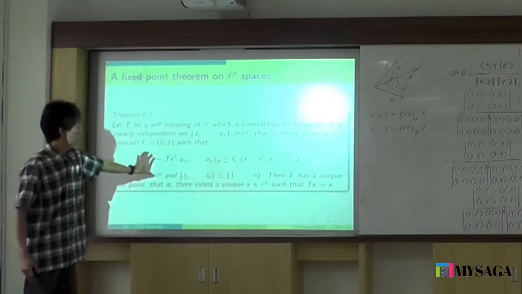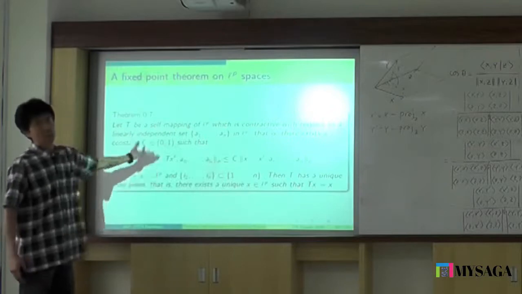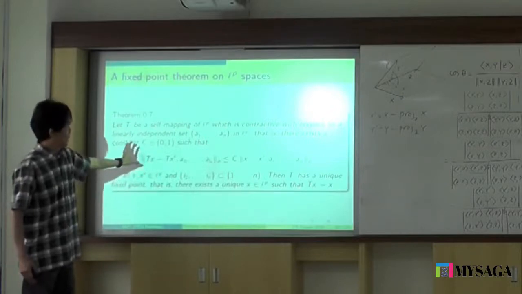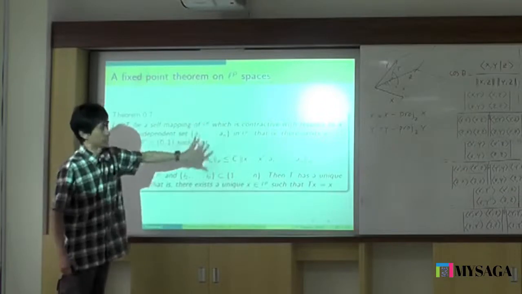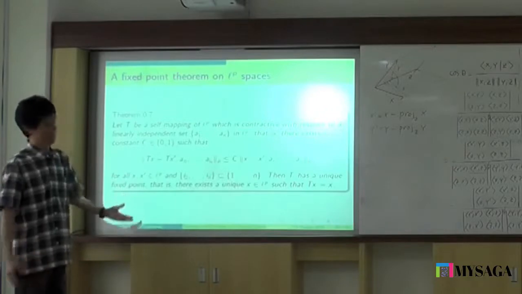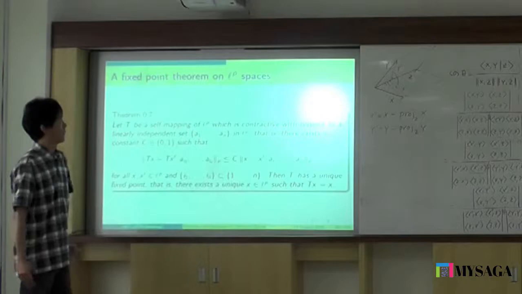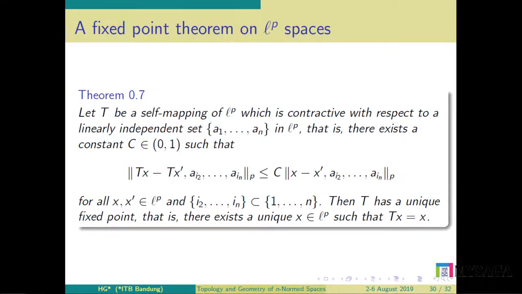So if we have this, there is a constant c, so of course c doesn't have to be defined, because if there are n constants, we just choose the largest one. Sorry. Yeah, they are all in this interval. So c is in that interval. Then T must have a unique fixed point. Okay, how do we prove it?